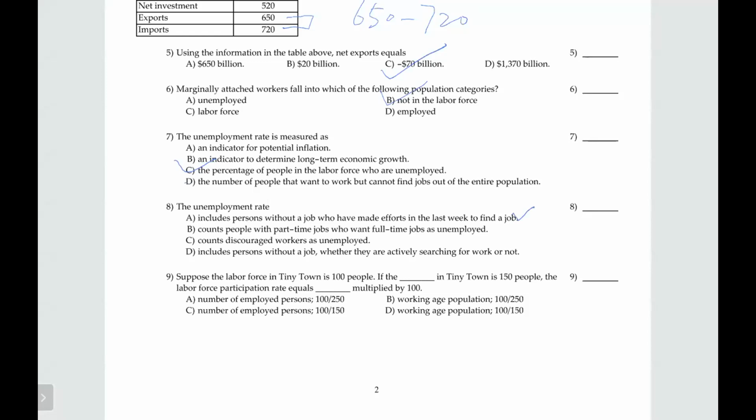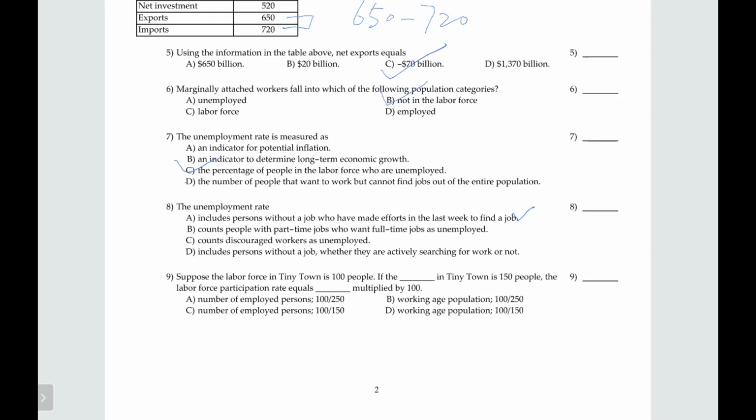C, count discouraged workers. No, discouraged workers are not in the labor force. D, include persons without a job, whether they actively search for work or not. No, if the person is not actively searching, then it's not considered as unemployed. So the answer is A. From this question, you should realize the unemployment rate is not a perfect indicator.